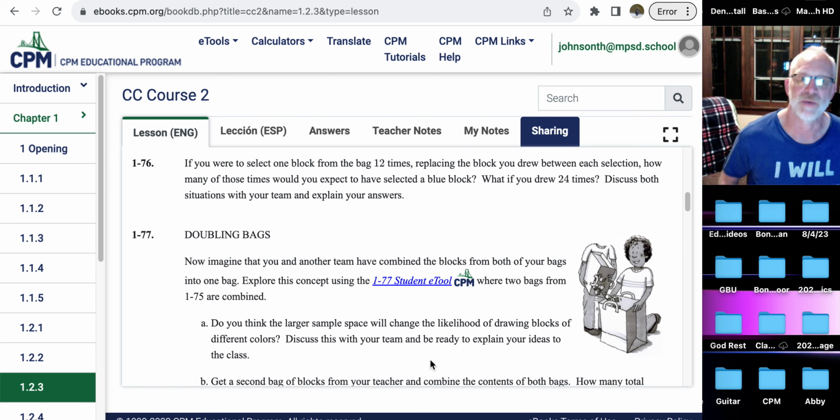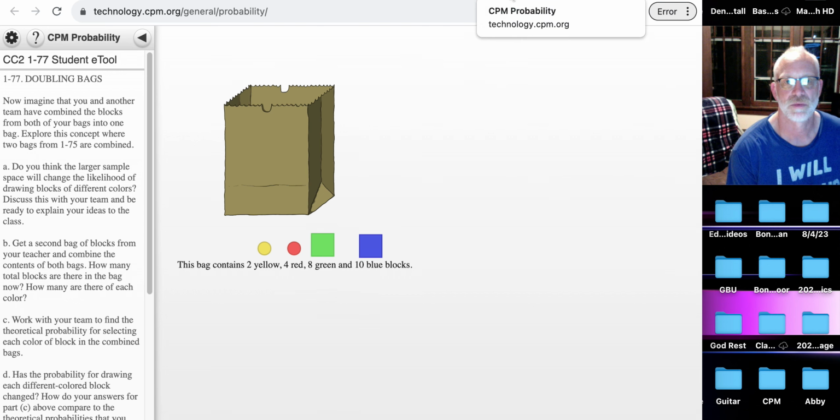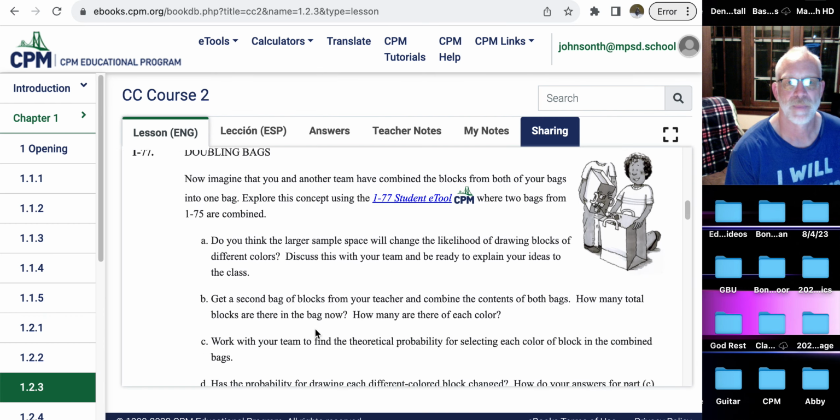Now imagine that you and your team have combined the blocks from both of your bags. So let's go to this tool. So now we have 2 yellow. We doubled them. 4 red. We have 8 green. We have 10 blue. We just doubled them. Do you think the larger sample space will change the likelihood of drawing blocks of different colors? Discuss this with your team.